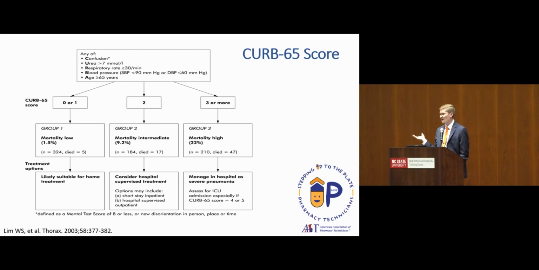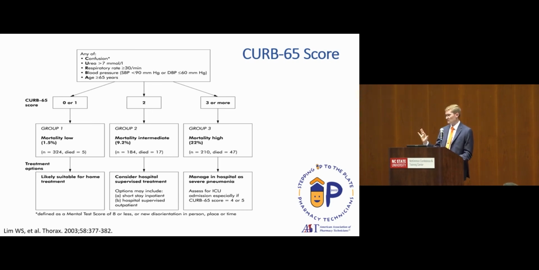So the CURB-65 score is a risk stratification tool that we can use to determine how severe the patient's pneumonia is and where we need to treat them based on how severe it is. So the score has 5 criteria listed at the top. So confusion, urea level being elevated, if the patient has an elevated respiratory rate because they're really having to work hard to breathe, if their blood pressure is low because of the bacterial infection, or if they're elderly. You get 1 point for each of those 5 criteria if you have it.